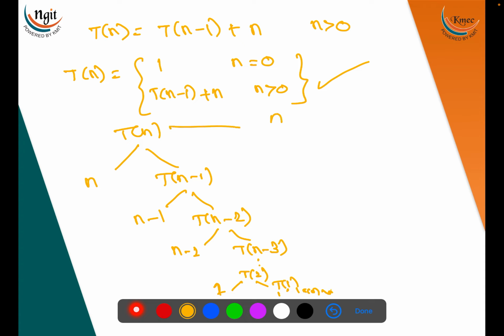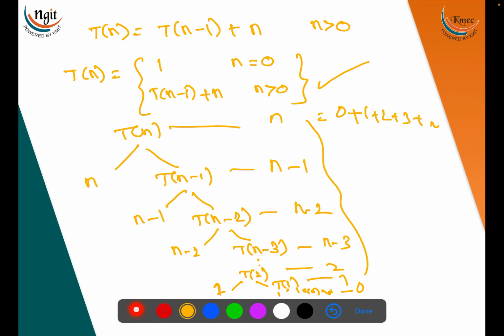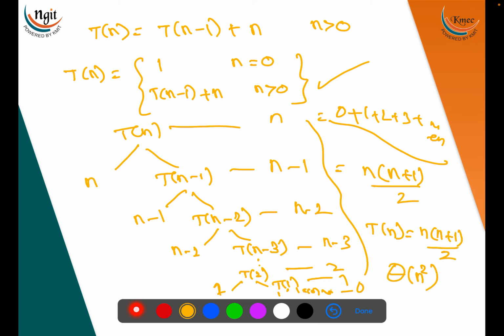Now, what is the time complexity? T of n will take n time, n minus 1 time, n minus 2 time, n minus 3 time, 2 time, 1 time and 0 time. So now add all these things to get the complexity, which is 0 plus 1 plus 2 plus 3 plus up to n minus 1 plus n. Now what is this series? It is the sum of natural numbers, n into n plus 1 by 2. The time complexity of T of n is n into n plus 1 by 2, and that is theta of n square. So this is the time complexity required for this function.